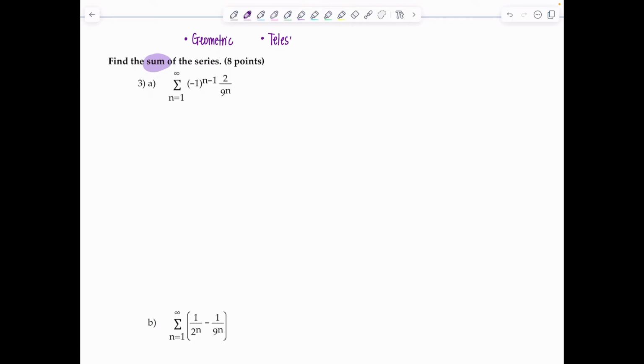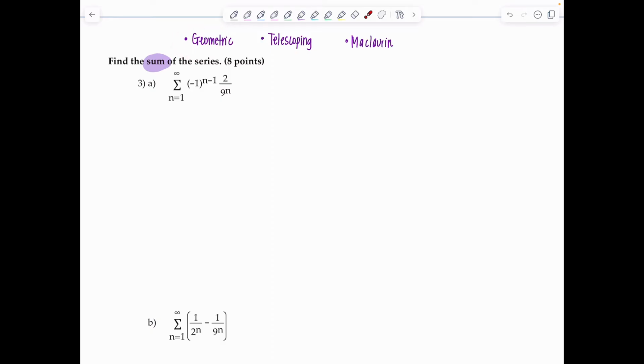telescoping, or certain Maclaurin series. So the minute you see in the directions someone telling you to find the sum, you go, it's gotta be one of these three. It's not a Maclaurin series. It's not telescoping. I don't see that happening, but I certainly see how this is geometric.